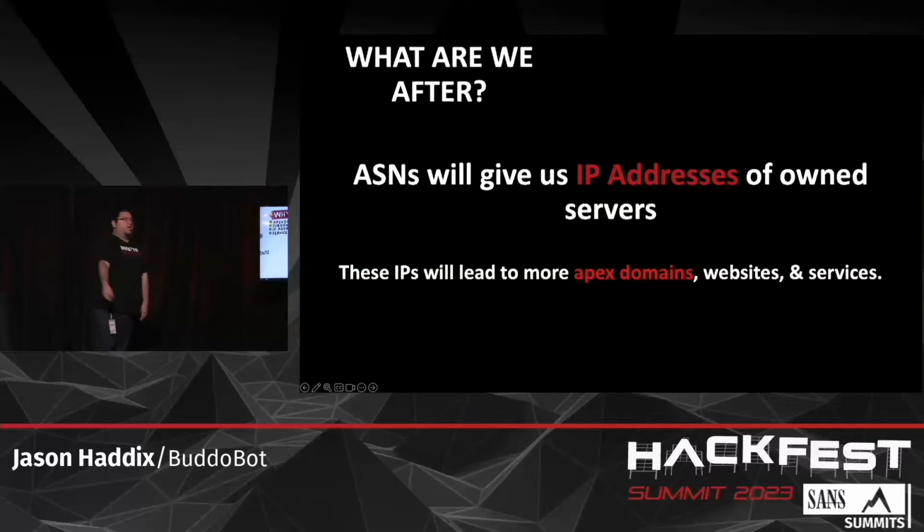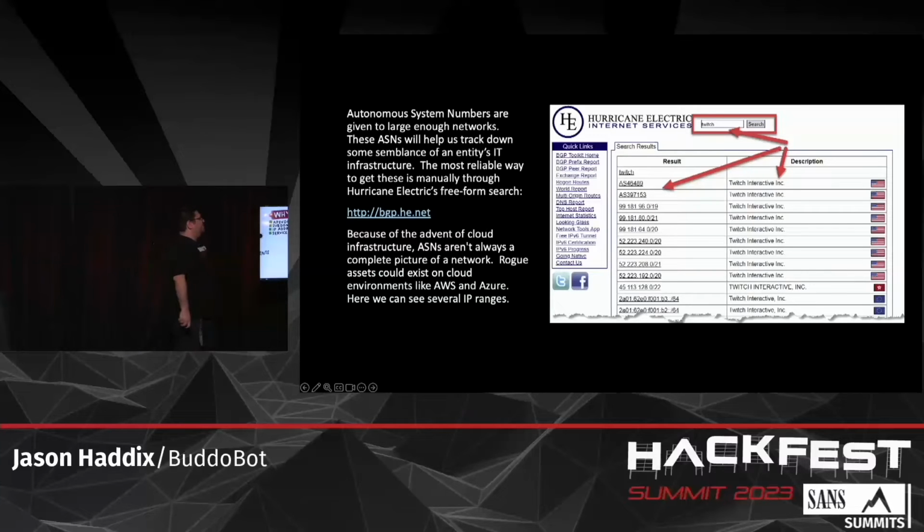So how do we find a company's ASN? Well, my favorite method is to use Hurricane Electric. Hurricane Electric is at bgp.he.net, and you go there and they have a free text search box. And in there, you can just put the name of your target. So here we have Twitch. I've just put in a free text search. And here you can see that in the description field came back Twitch Interactive, and that's the company's name. And then there are their two autonomous system numbers.